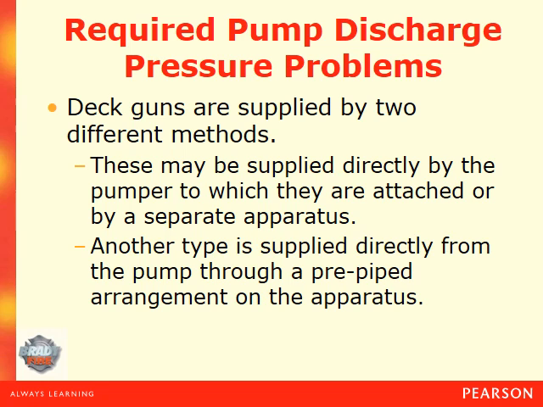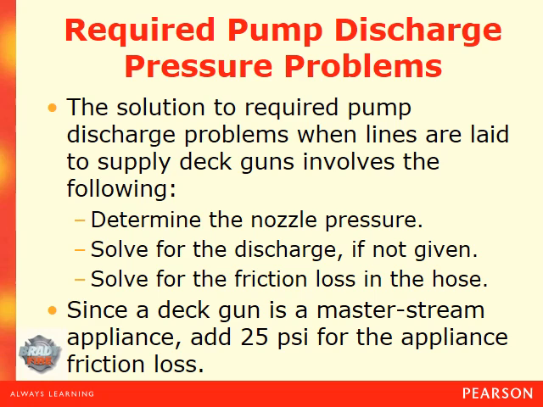Deck guns are supplied by 2 different methods. They may be supplied directly by the pumper to which they are attached or by a separate apparatus. Another type is supplied directly from the pump through a pre-piped arrangement on the apparatus. So the solution to required pump discharge problems when lines are laid to supply a deck gun involves the following. First, determine the nozzle pressure, then solve for the gallons per minute, and then solve for the friction loss in the hose. Since the deck gun is a master stream, you add 25 for the appliance.